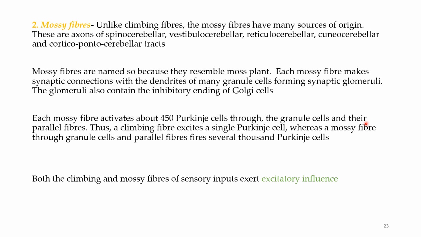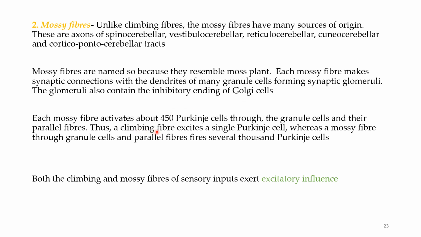Whereas the mossy fibers, unlike the climbing fibers, have many sources of origin. For example, axons of the spinocerebellar, vestibulocerebellar, reticulocerebellar, olivocerebellar, and corticopontocerebellar tracts. Why are mossy fibers labeled like that? Because they resemble a moss plant. Each mossy fiber makes synaptic connections with the dendrites of many granule cells, forming synaptic glomeruli. The glomeruli also contain the inhibitory ending of the Golgi cell.